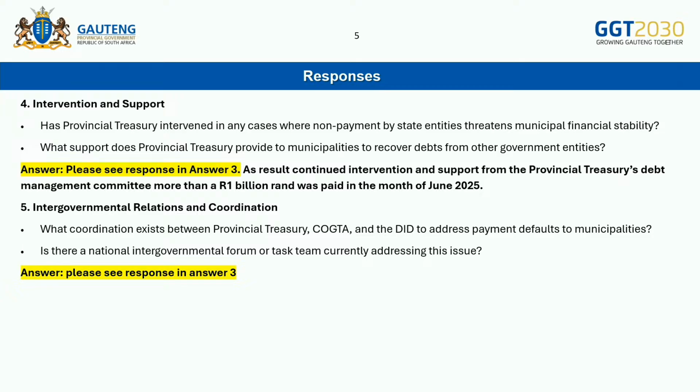In terms of intergovernmental relations, subsidiary questions asked there was related to the coordination between Treasury, COCTA and DID to address payment defaults to municipalities. And there was also a question related to the national government, if there's a national intergovernmental forum. And Chair, the answer to that question is yes. And as indicated, the Debt Management Committee comprises of the Treasury, COCTA, DID, and other sector departments who also have accounts with municipalities. So it's a well-represented structure, Chair, in terms of intergovernmental coordination.